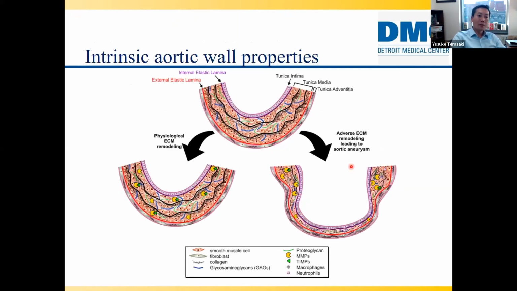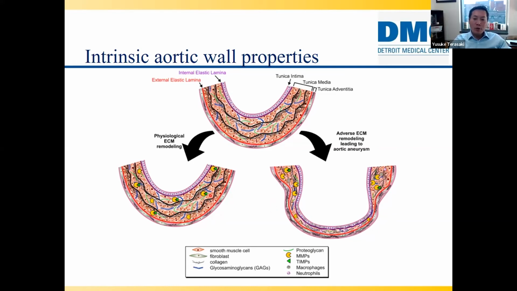So the other theory is that there's probably an intrinsic aortic wall property that's also leading the aorta to become aneurysmal. And this is just a simple diagram of the aortic wall, the inside being the intima, the media, and the adventitia. And within the media are the extracellular matrices. Within it, we have these yellow Pac-Man looking things, which are basically depictions of these matrix metalloproteinases, which are responsible for remodeling of the aorta.